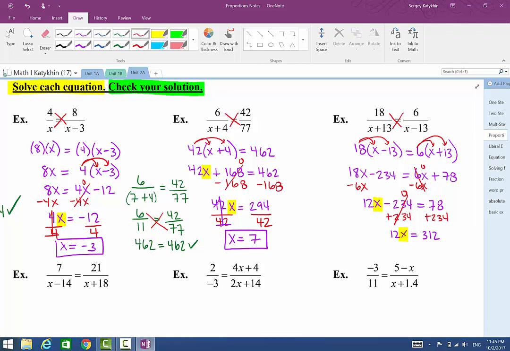Our next step, as you can see, we're multiplying x and 12. So to undo multiplication by 12, we're going to divide by 12 on both sides. When we do that, we get the following. 12 divided by 12 is going to be 1. And then dividing 312 by 12, we actually get x is equal to 26.